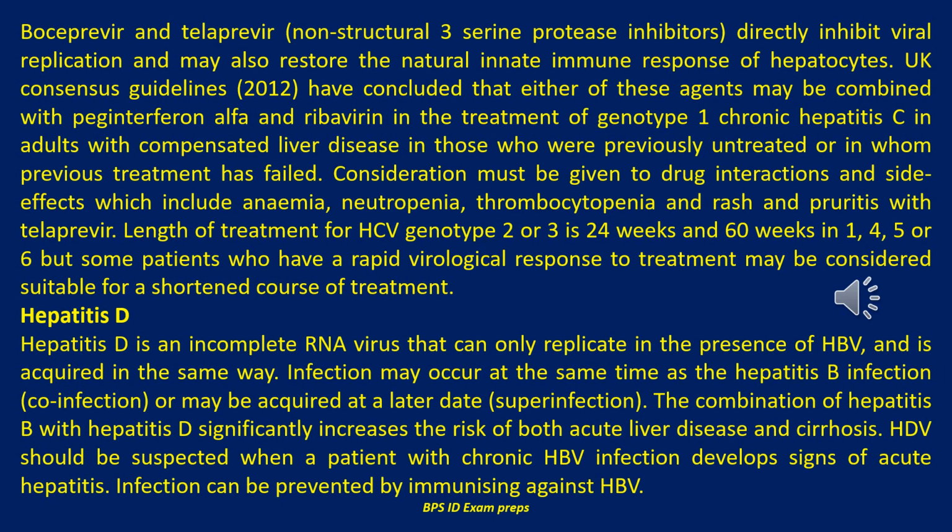Hepatitis D is an incomplete RNA virus that can only replicate in the presence of HBV, and is acquired in the same way. Infection may occur at the same time as the hepatitis B infection, co-infection, or may be acquired at a later date, superinfection. The combination of hepatitis B with hepatitis D significantly increases the risk of both acute liver disease and cirrhosis. HDV should be suspected when a patient with chronic HBV infection develops signs of acute hepatitis. Infection can be prevented by immunizing against HBV.